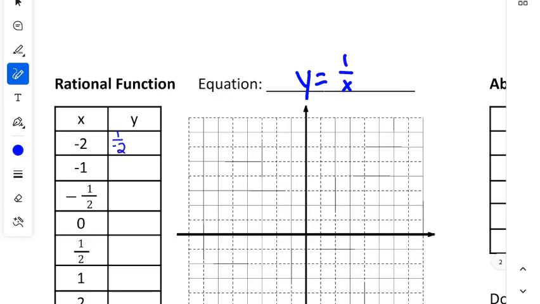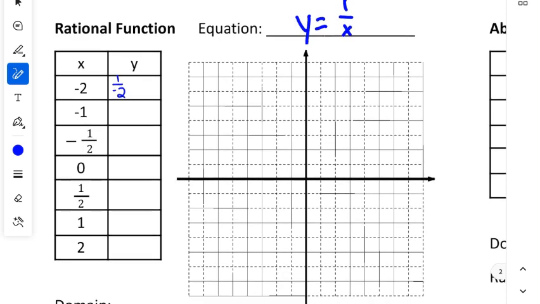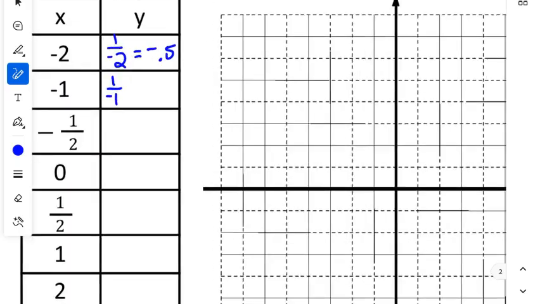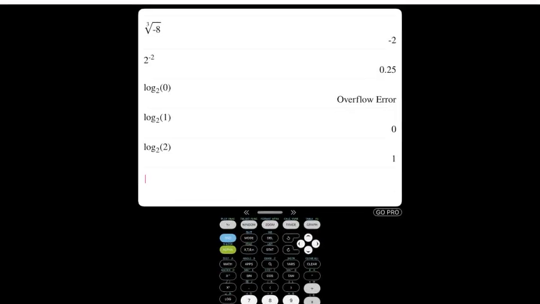Okay, let's go to rational. 1 over x. So this would be 1 over negative 2. Let's write it as a fraction. I mean, as a decimal. What's 1 over 2? 0.5. So negative 0.5. Okay, 1 over negative 1. Just negative 1. 1 over negative 1 over 2. Don't know it? Put it in the calculator.